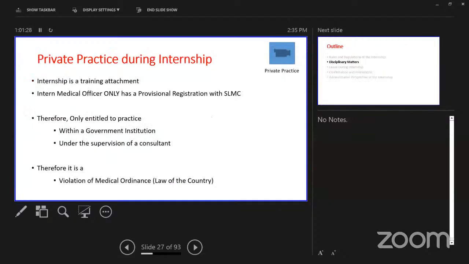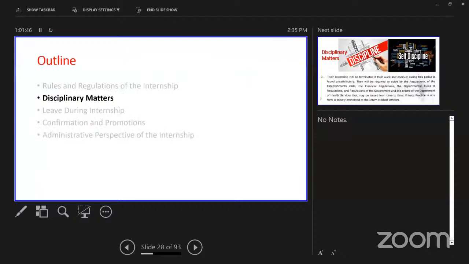So private practice during internship, it is not entitled since you are provisionally registered with the Sri Lanka Medical Council. Therefore, you are only entitled to practice within a government institution under the supervision of a consultant. So if you do that, it's a violation of the medical ordinance or the law of the country.